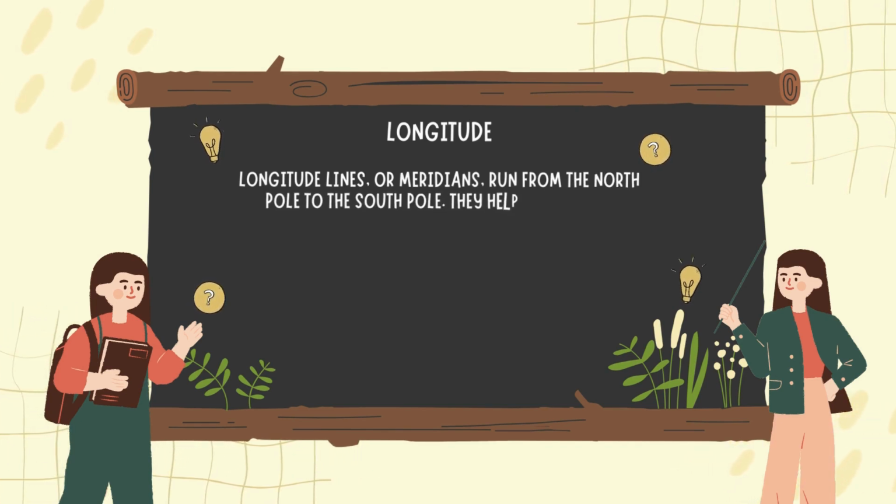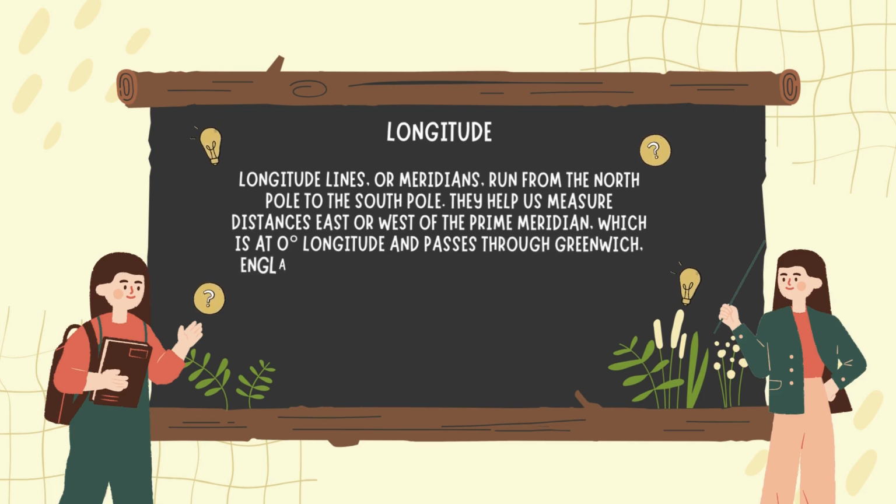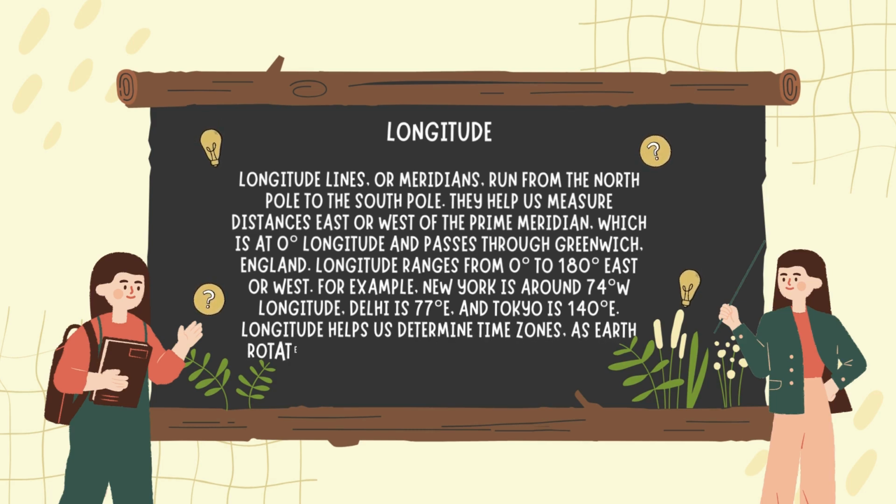They help us measure distances east or west of the prime meridian, which is at 0 degree longitude and passes through Greenwich, England. Longitude ranges from 0 degrees to 180 degrees east or west. For example, New York is around 74 degrees longitude, Delhi is 77 degrees, and Tokyo is 140 degrees.